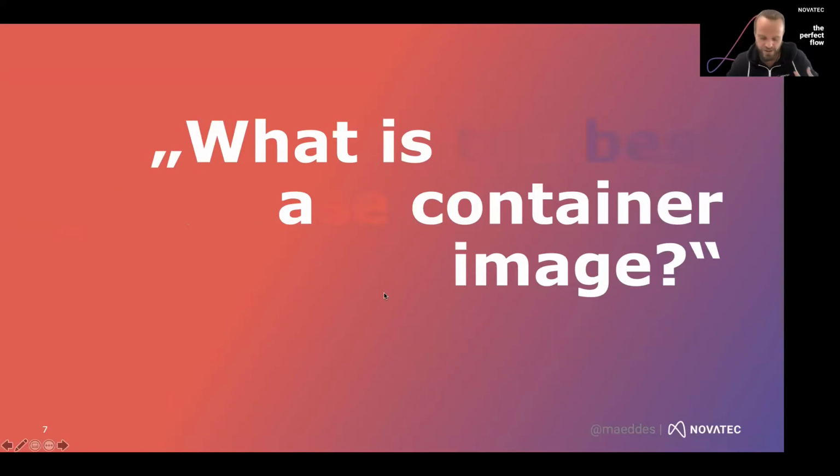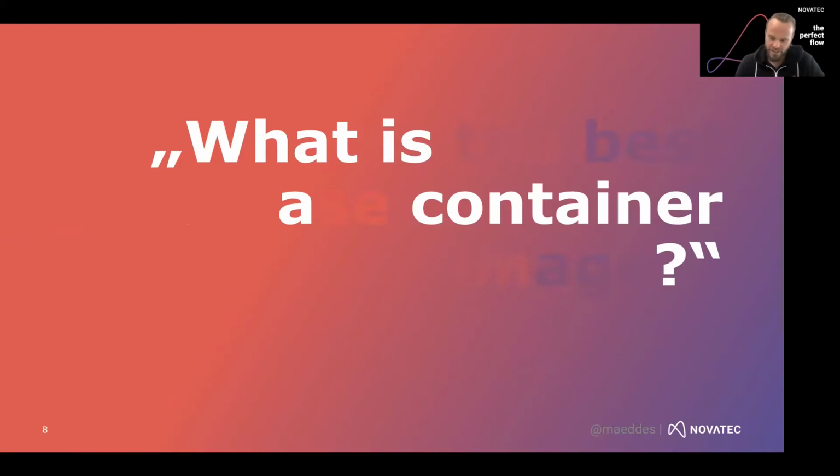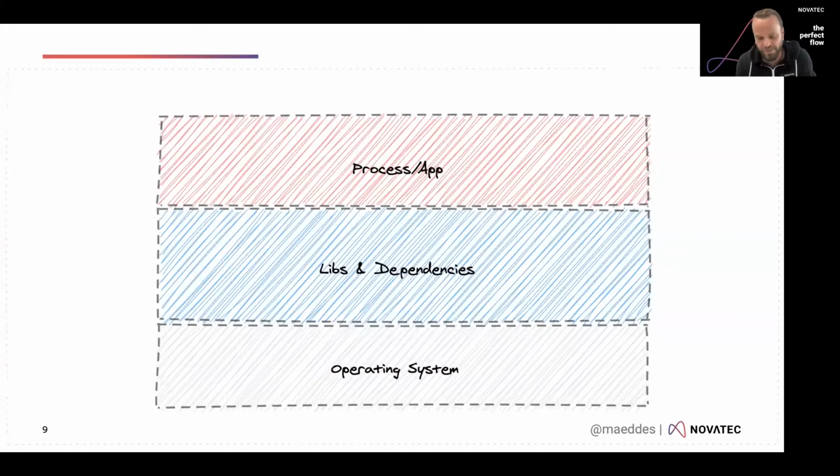Before we go into this, I think this talk is also scheduled as entry level, so I want to make a quick excursion: when I say container image and when I say container, what do I actually mean with that? To start in a very simple way, if you run your application, might it be a Java application or any other application, as a process on your operating system, very often this process depends on other libraries and dependencies.